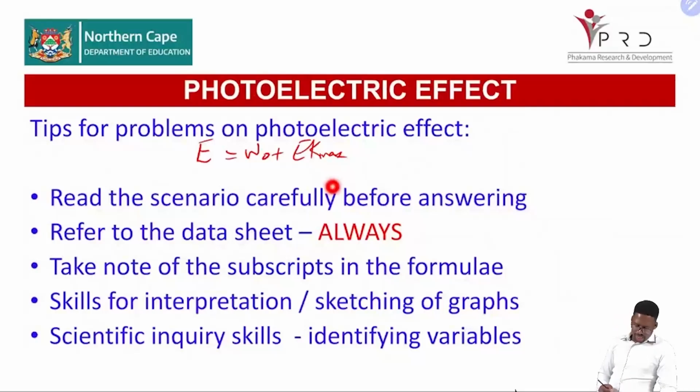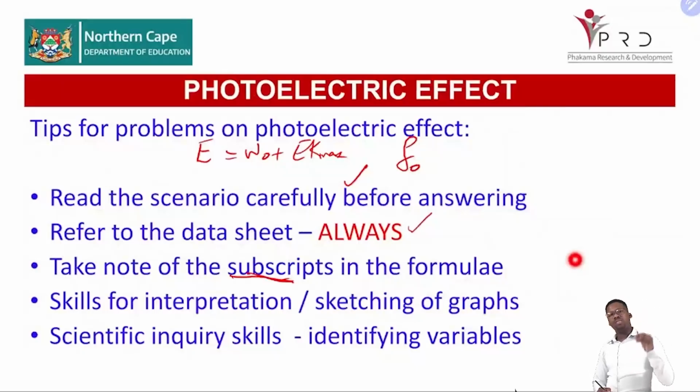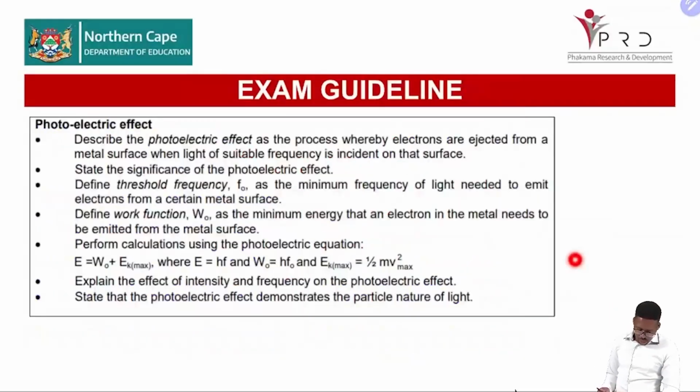So read the scenario carefully before answering. Refer to the data sheet and the subscripts. Subscript 0, threshold frequency f subscript 0. You must always make sure that you indicate them. Interpretation of graphs, and also you'll be asked which one is an independent variable, which one is a dependent variable. So when you look at the exam guideline, it defines photoelectric effect, it defines threshold frequency, it defines work function.